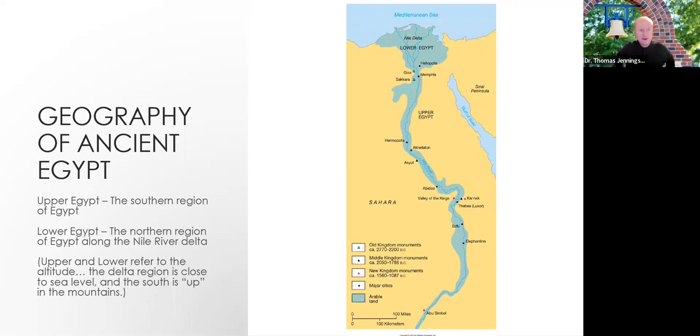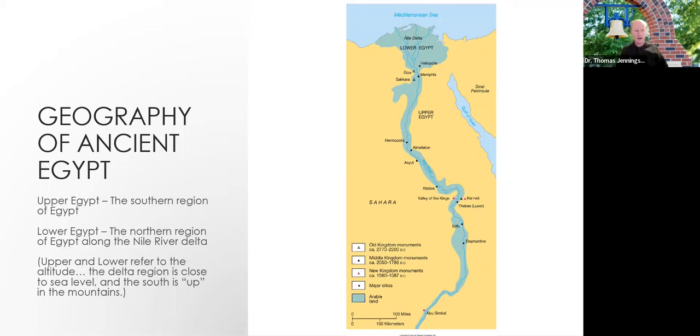And this always confuses a lot of my students. Well, why would Upper Egypt be on the lower part of the map? But it has nothing to do with location on a map. It has to do with altitude. Upper Egypt is up in the mountains, and then the river flows down to the Mediterranean. So Lower Egypt is actually in the north along the Mediterranean coast. It's mainly the Nile River Delta. And then Upper Egypt is everything outside of the Delta region, that narrow strip of land along the Nile River.